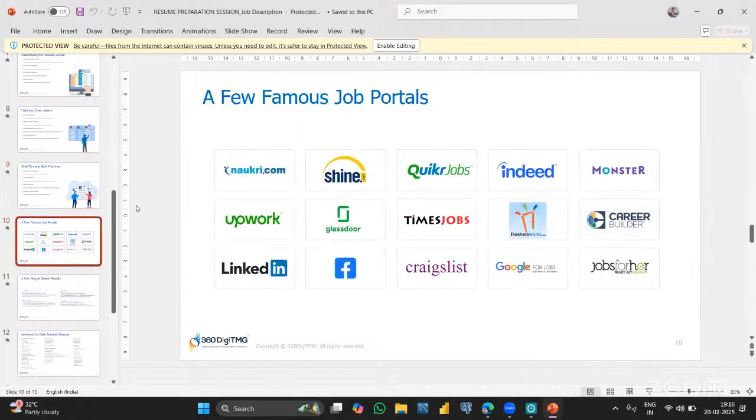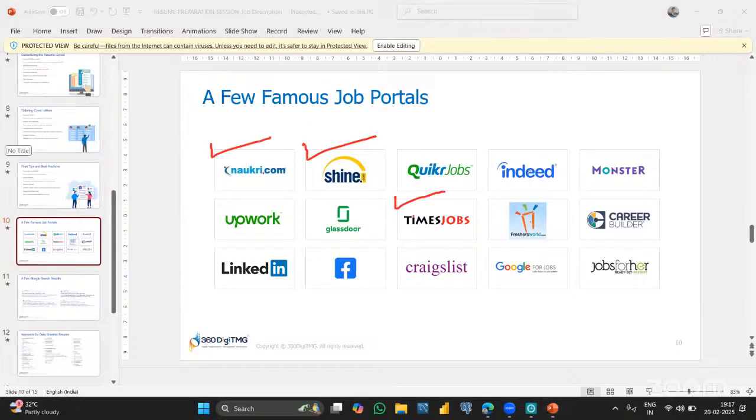After that, talking about famous job portals. These are a few famous job portals that you can go with: Naukri.com, Shine.com, Times Jobs, Indeed. Okay. Then the most important, we can't neglect LinkedIn. All these job portals you can go with, right?